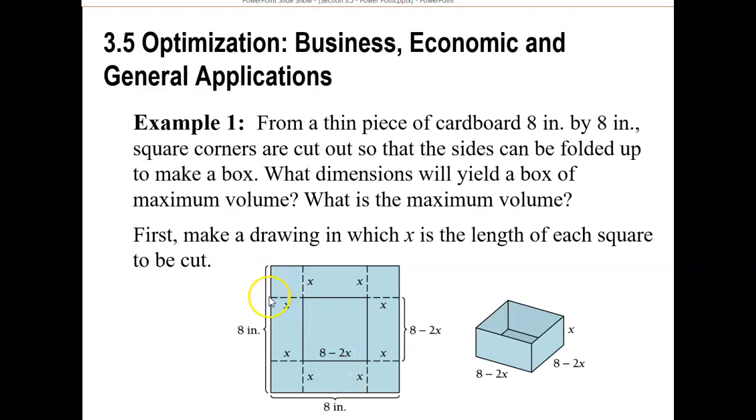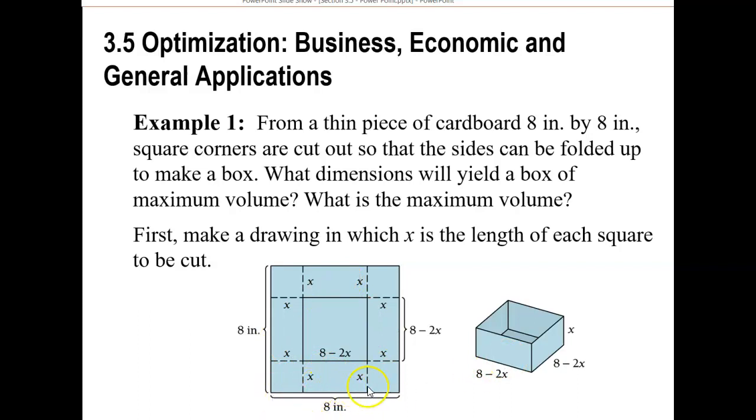So if I cut along these lines, x and x right here, and take this off, same thing here, cut these lines and remove this corner, cut these lines and remove this corner, and cut these lines and remove this corner. These other 4 pieces can be folded up for the sides to create your box.